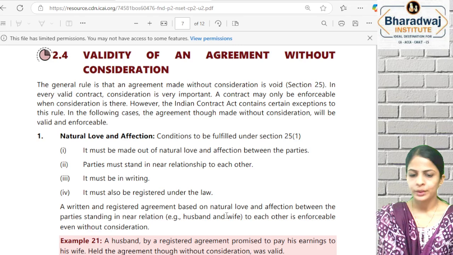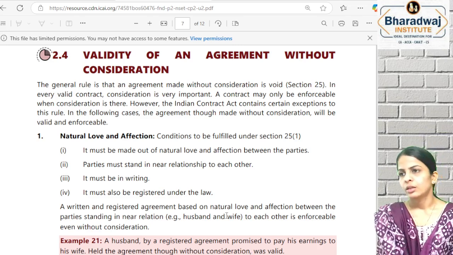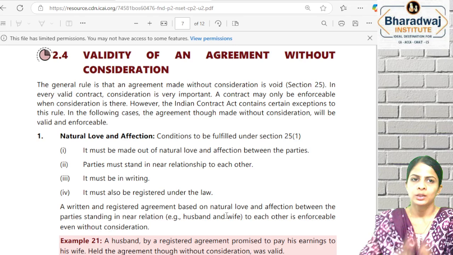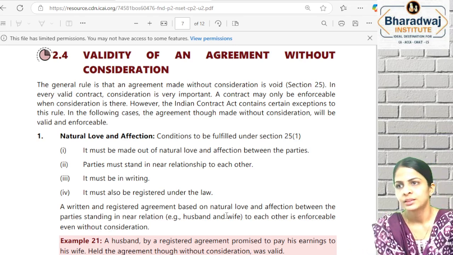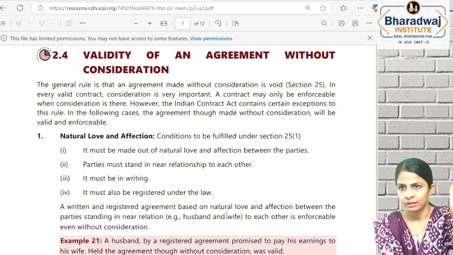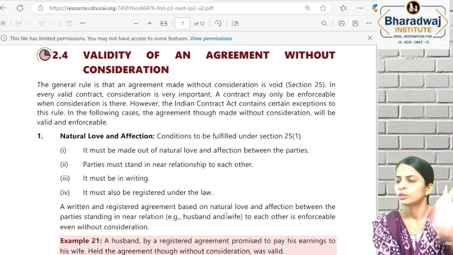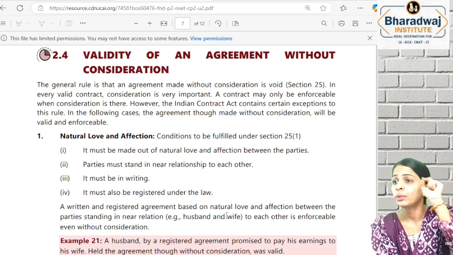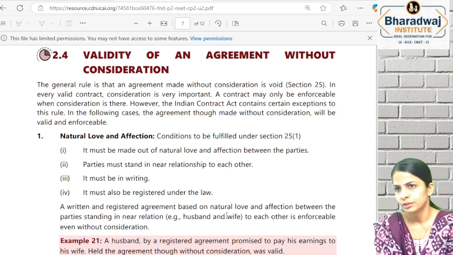Okay. First one, there has to be natural love and affection. If there is natural love and affection and a contract is made between those parties, there are a few terms attached. What is that? It has to be in writing. If you make it orally and come and file a suit and fight in the court, not possible, go home. It has to be in writing. It has to be registered.